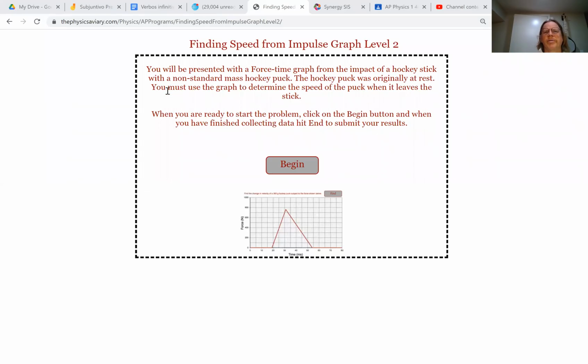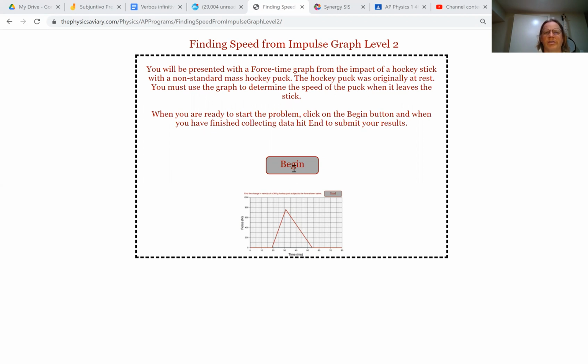You guys had so much fun with the first impulse graph. Let's do another. All righty. So this time I'm going to read this part. There's a force-time graph, non-standard mass hockey puck, and the speed of the puck when it leaves the stick. It started at rest. So what's the speed it is going when it leaves the stick?